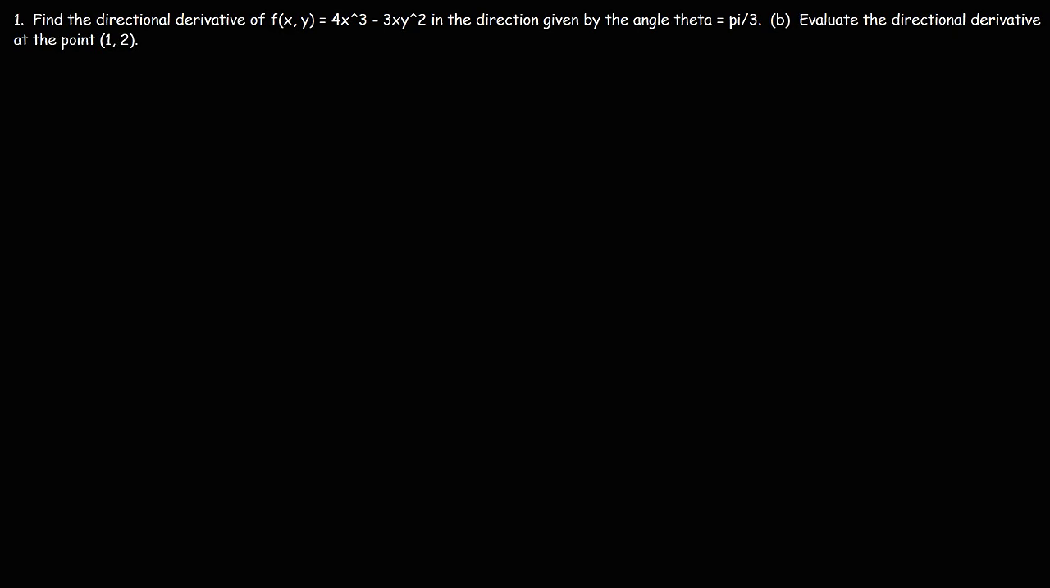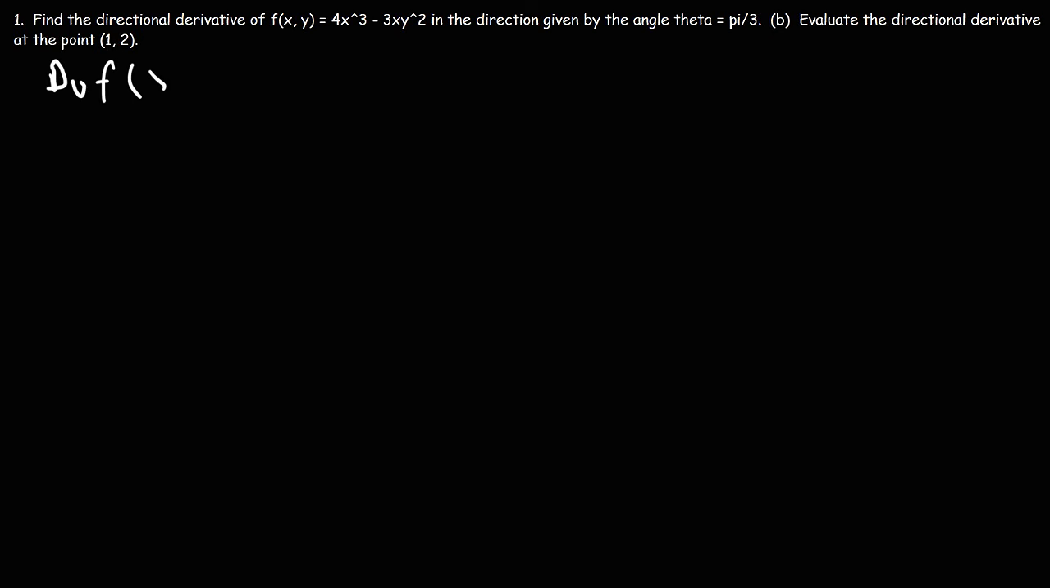In this video, we're going to talk about how to find the directional derivative as well as the gradient vector. So let's start with this problem. Find the directional derivative of f of x comma y in the direction given by the angle theta = pi over 3. So the formula that we need is this.